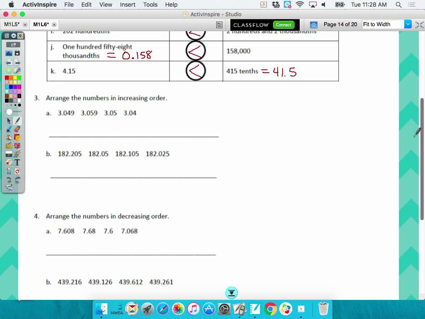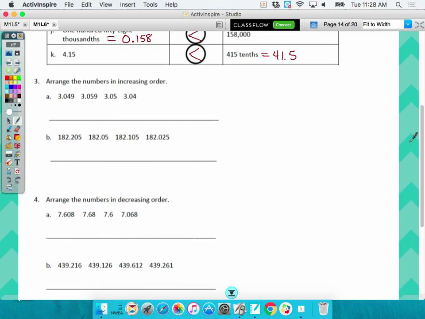I hear a lot of pencils and markers clicking around. We're just going to do the 2 A's.